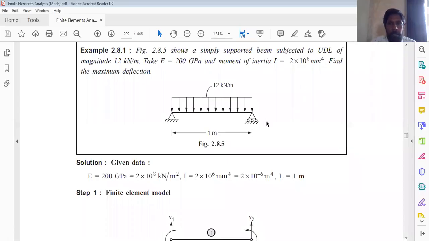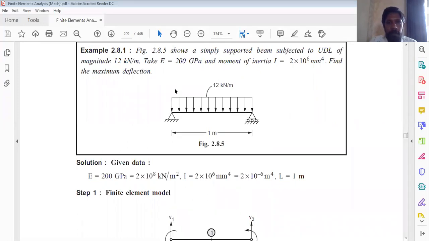Hello everyone. In the previous class, I was discussing the derivation related to shape functions of the beam element. They are Hermite shape functions. In addition to that, I have discussed the stiffness matrix of the beam element and also the load vector due to a uniformly distributed load for the beam element. So today, let us start with the numericals related to beam.